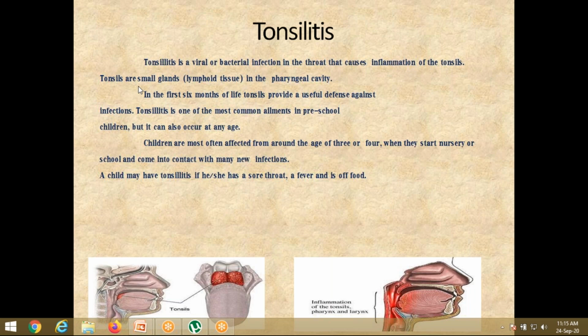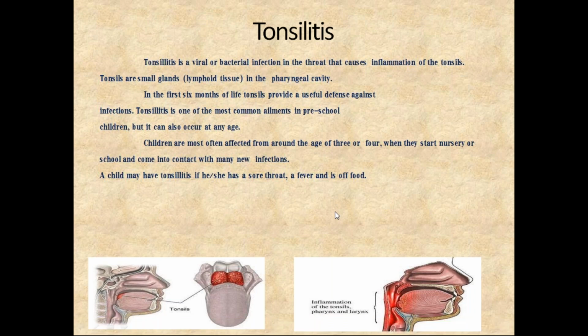What is the first major symptom of tonsillitis? Sore throat. Next, fever. The throat will be very painful. As a result, we cannot swallow properly. As a result, the person will not take food. So these are the symptoms of tonsillitis.